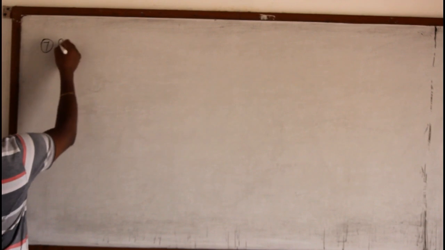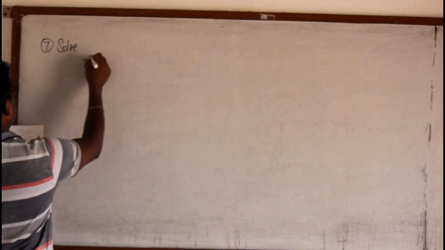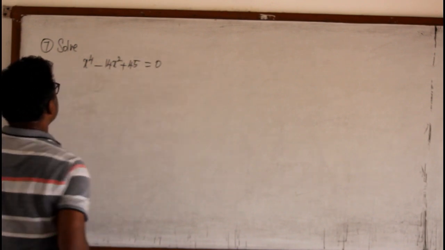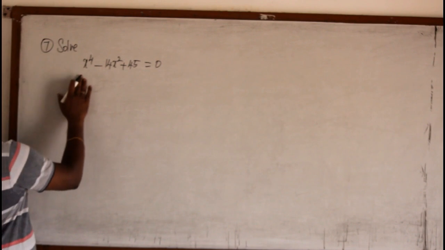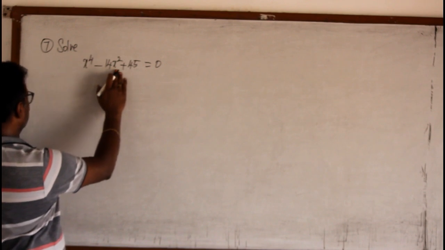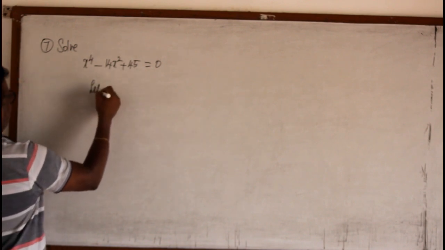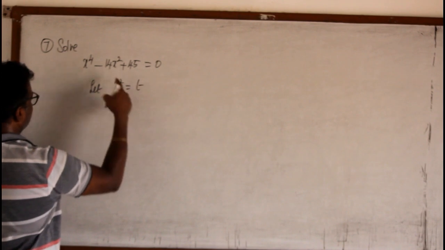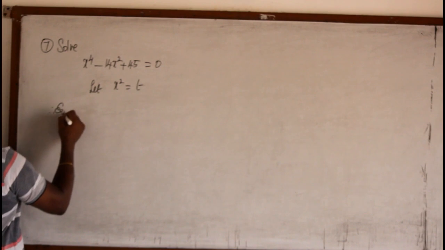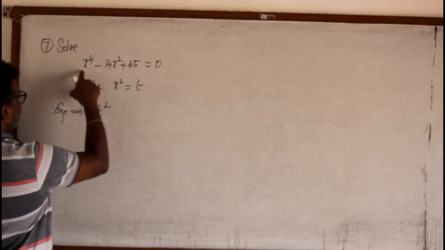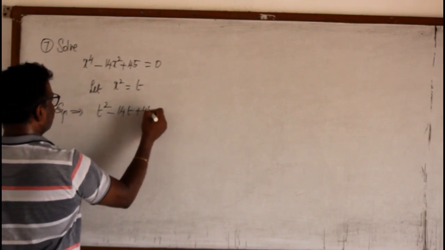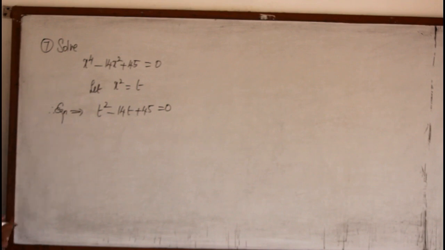Now seventh problem, solve x power 4 minus 14x square plus 45 equal to 0. This is degree 4, but they gave only even powers. That is x power 4 is existing, x square is existing. In that case, I can write x square as t. So if I take this one as t, then this will become t square. Therefore, equation becomes t square minus 14t plus 45 equal to 0, which is an ordinary quadratic equation.